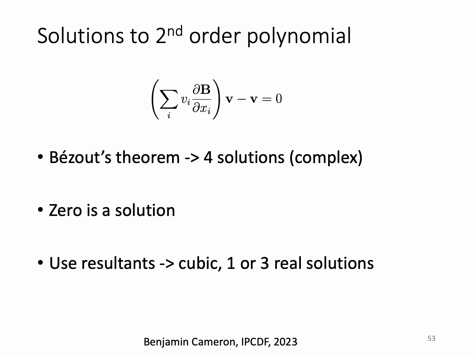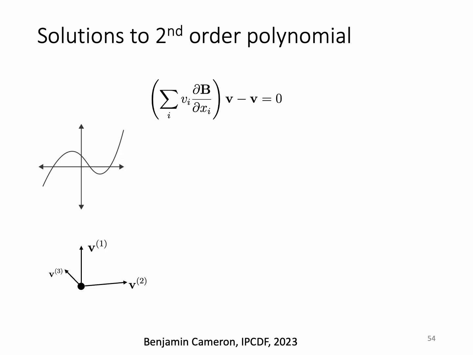And we can also note by inspection that 0 will be one of these solutions. So there are actually only potentially 3 solutions that we're interested in. We can use a mathematical technique called resultants to convert this into a single cubic equation. But I won't go into those details. So if we have this cubic equation, where this curve intersects 0 will be one solution. So if this is the cubic, there'll be 3 solutions, or 3 v's as shown, that solve this equation.